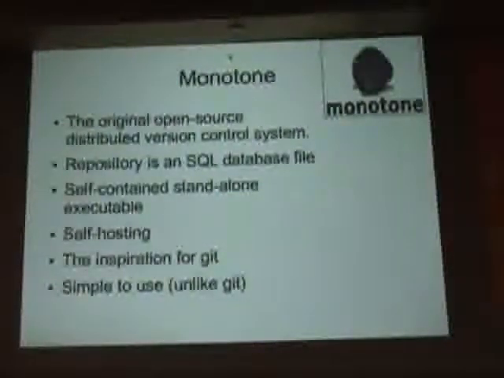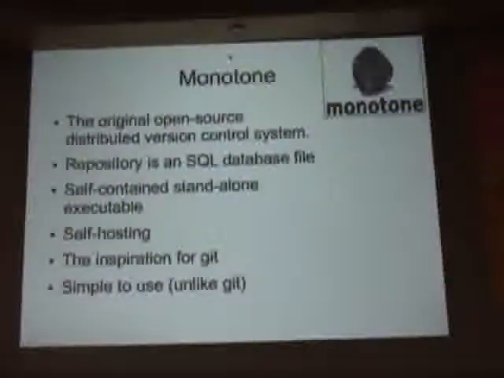And in fact, it's already been done. There's this thing called Monotone, and it was the original open source distributed version control system, as far as I'm aware. I'm not aware of any open source that came before it. And it has an SQL database engine on the back end. Monotone is a self-contained standalone binary, so you can just download it from their website, put it on your system, and start using it right away. It's really easy to use. It's self-hosting. It's got everything built in.